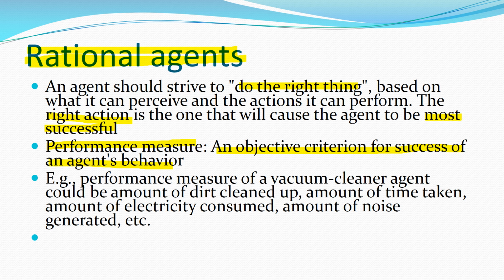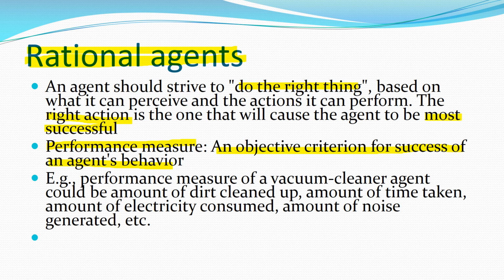This sequence of actions causes the environment to go through a sequence of states. That is, the agent can have multiple states. If the sequence is desirable, then the agent has performed well. Obviously, there is not one fixed measure suitable for all agents. Naturally, if the vacuum cleaner is working in environment A, the set of actions would be something different than for a vacuum cleaner operating in environment B.